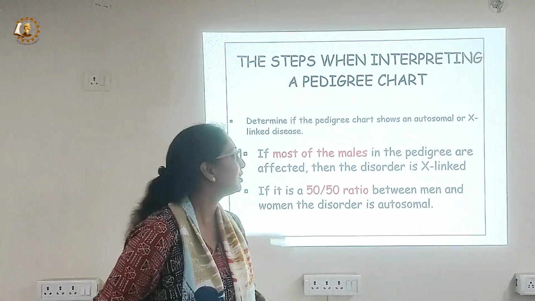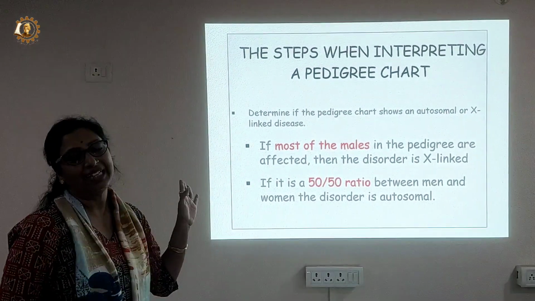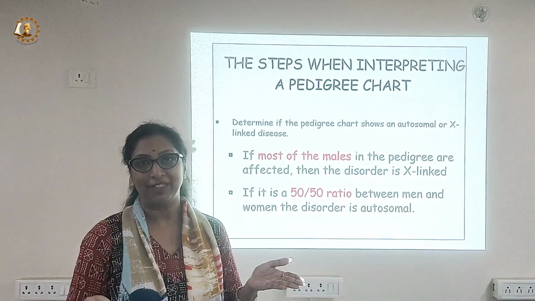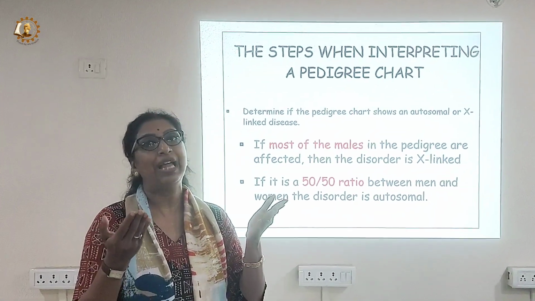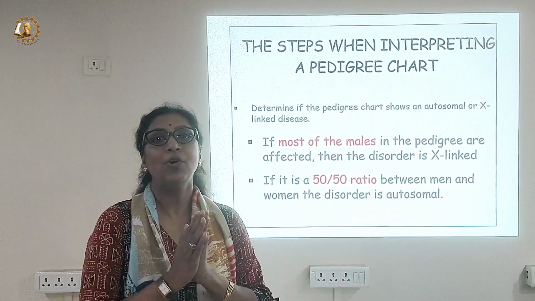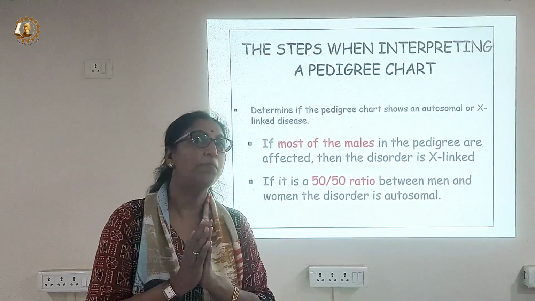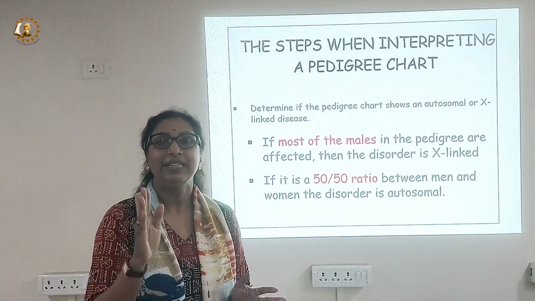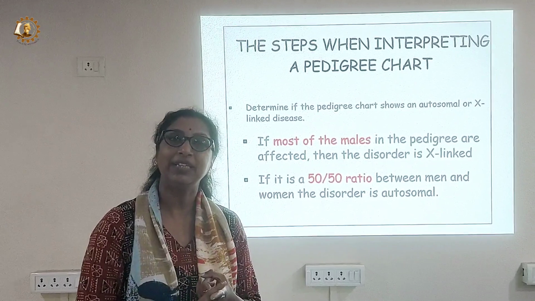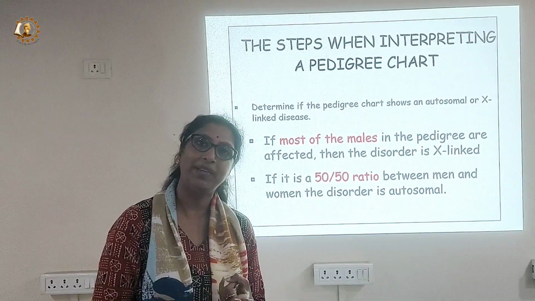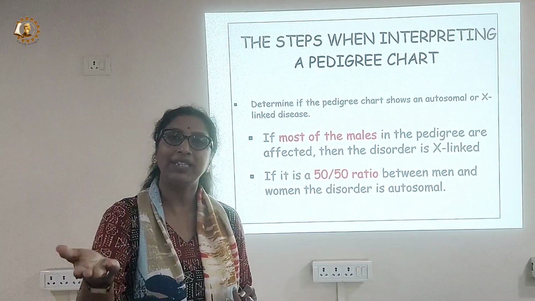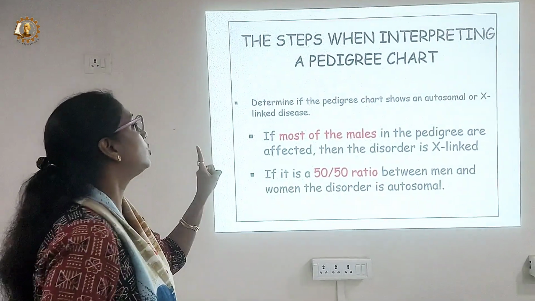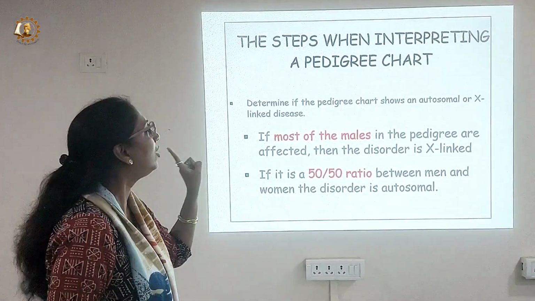The first and foremost thing is how to determine or detect the pedigree type. When you have a pedigree in your upcoming exam question paper, first we need to identify what type of pedigree it is: an autosomal pedigree or an X-linked pedigree. Then the next determination is whether it is autosomal recessive or dominant, otherwise whether it is X-linked recessive or dominant. So the first part is to determine whether it is autosomal or X-linked.